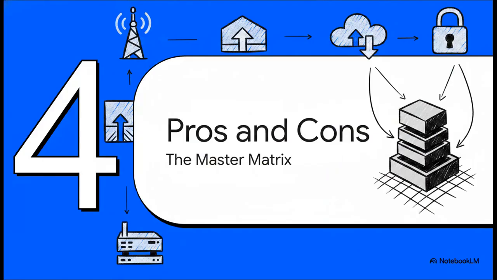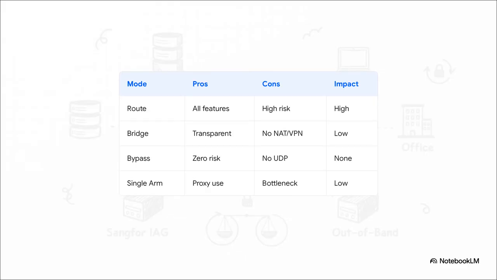Let's pull all this together in Section 4, Deployment, Pros, and Cons. This is our master matrix. When we lay everything out side by side, you can vividly see the sliding scale of risk and reward. Just look at the extremes.